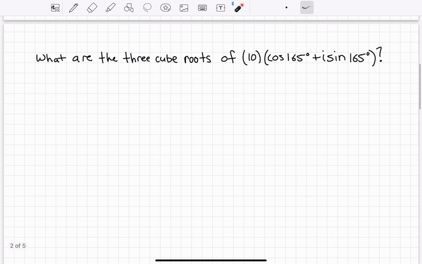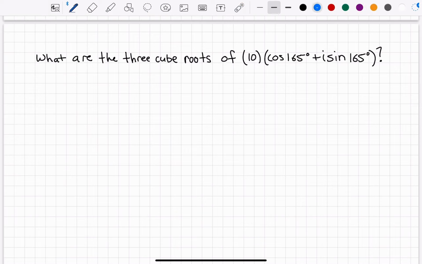What are the 3 cube roots of the complex number 10 times cosine 165 plus i sine 165, and that's in degrees. So this is a simple one because it's already in polar form. So all we need to do is recall de Moivre's theorem for finding the roots of complex numbers, and we really just need to plug in the information 3 different times for our 3 cube roots. That said, let's go ahead and get started.